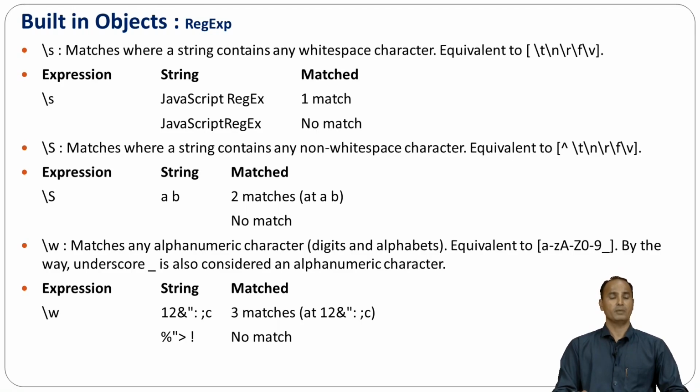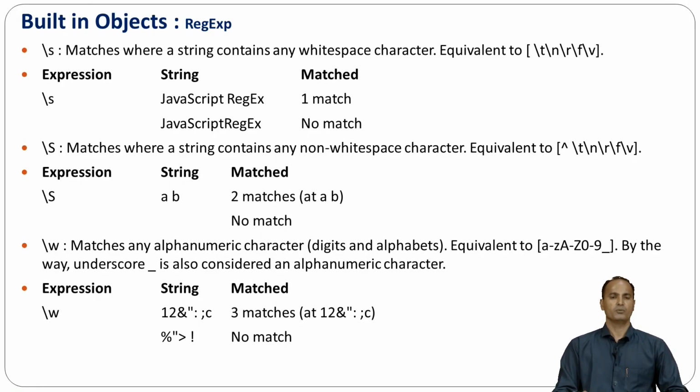Backslash capital S matches where a string contains any non-white space characters. Okay, so non-white space characters are there, A and B, 2 matches are there, and while in the second there is a space, so no match at all.